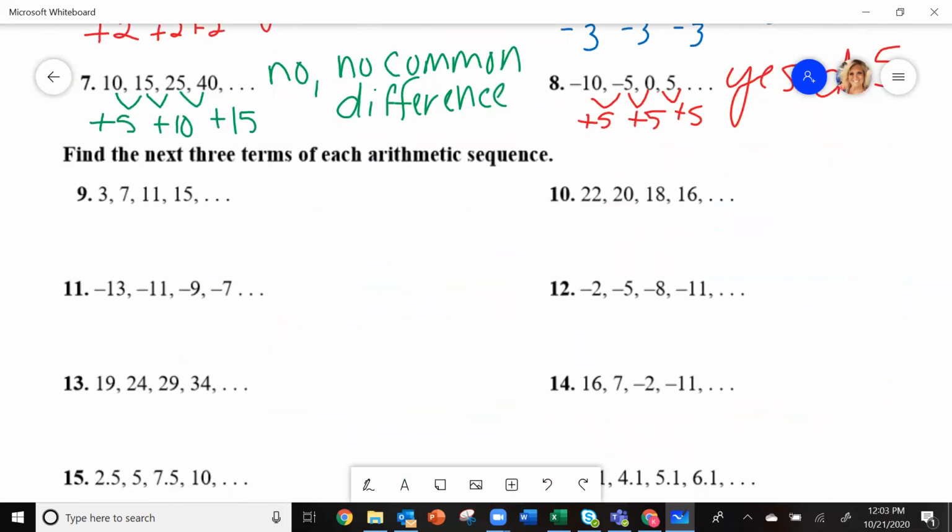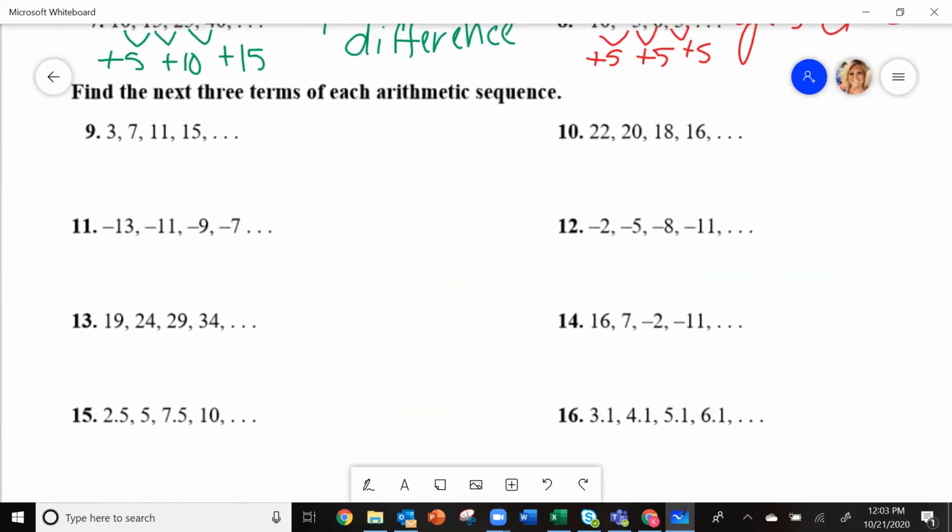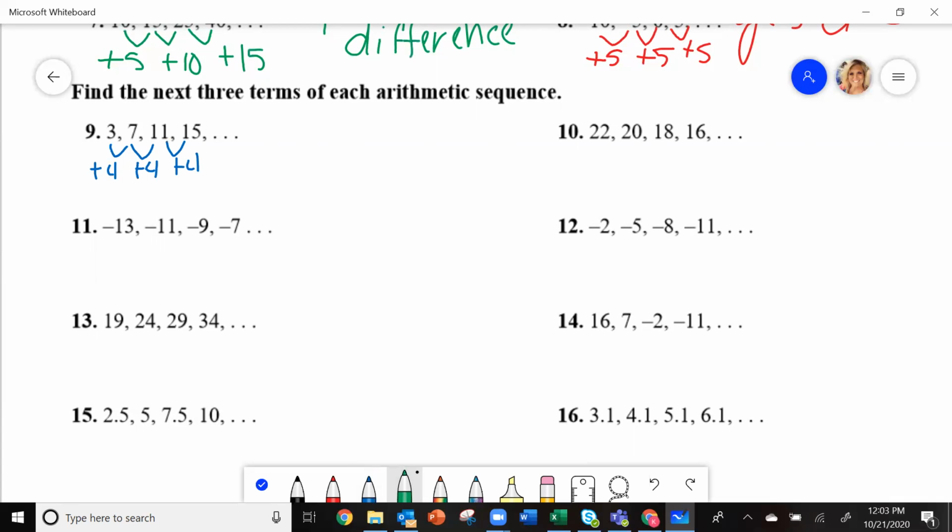As I move this up, the next ones are going to ask us to find the next 3 terms in the sequence. I don't think this should be as difficult. I think for the most part, we should be able to figure it out. Let me do the first one with you. What is the common difference? I am adding 4 each time. How did I get that? I took the second number minus the first, 7 minus 3, and that's where the 4 came from. I need to find the next 3 terms in the sequence. So 15 plus 4, I have 19. 19 plus 4 is 23, and then 27.